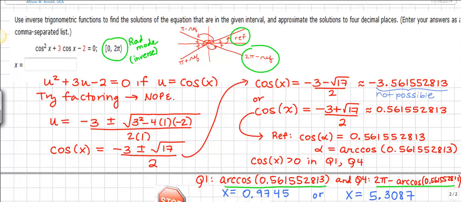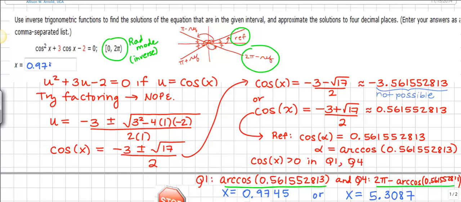Okay, so here are my calculations. The first solution is 0.9745. The second solution, rounded to 4 decimal places, is 5.3087. Notice that I did not round anything until my final calculation, because if you round in the middle of the problem and then you round again at the end, you won't have accurate answers by the time you're finished.